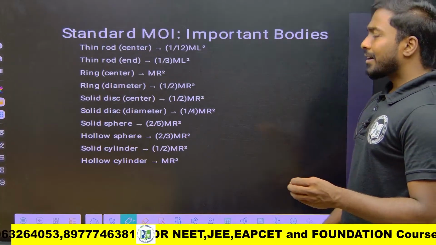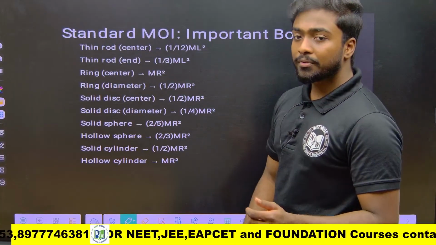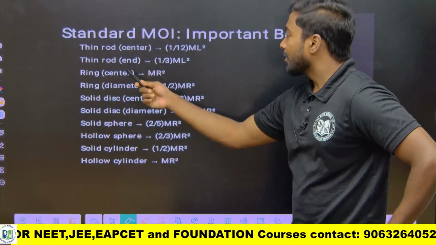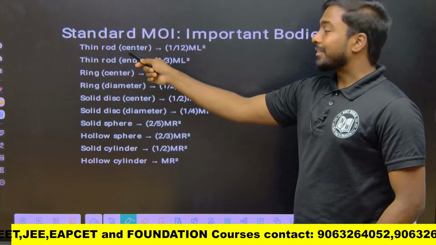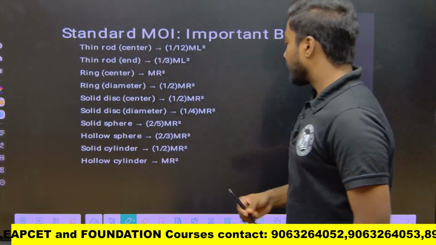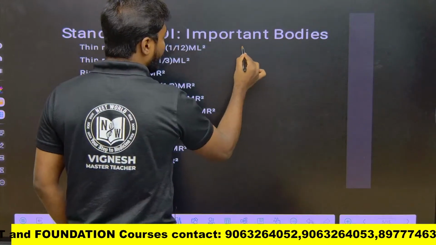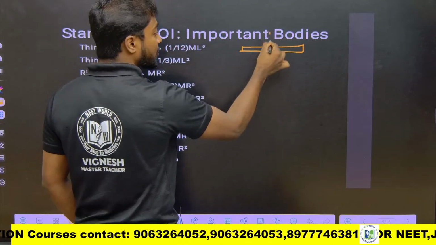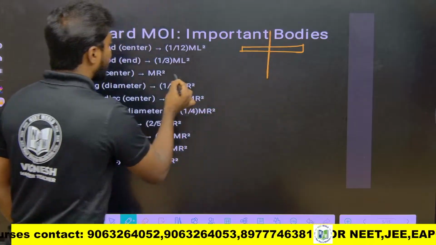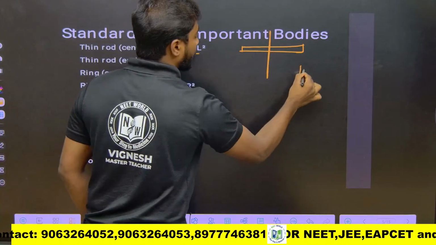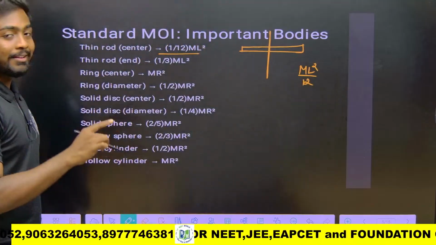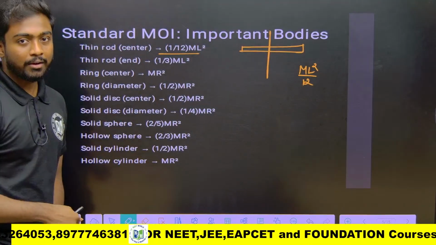So there are some standard formulas for the moment of inertia which you need to remember. The first one is the thin rod. The axis of rotation is given through the center. If I consider this is the rod and I want to find the moment of inertia about this axis, the formula is mL square by 12, where L is the length of the rod and m is the mass of the rod.